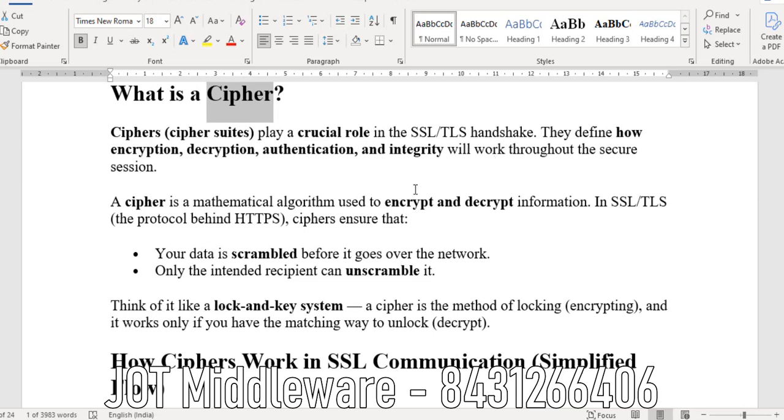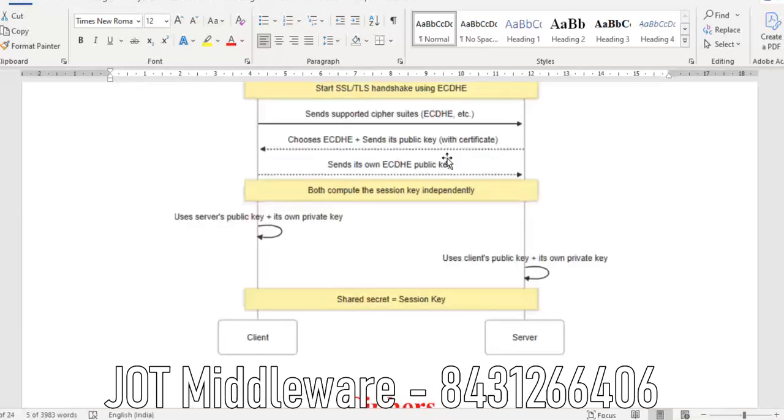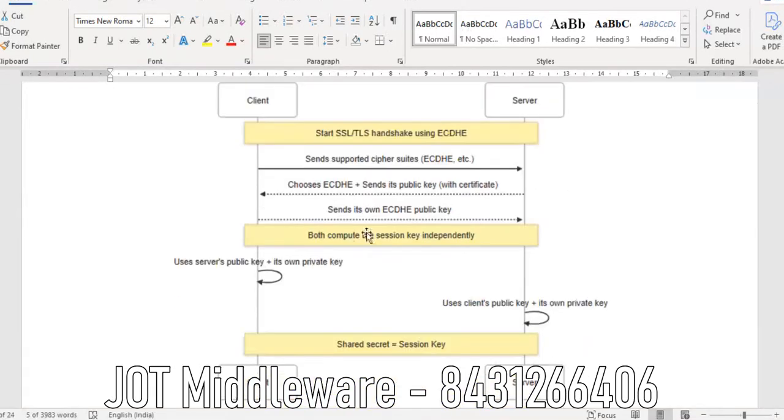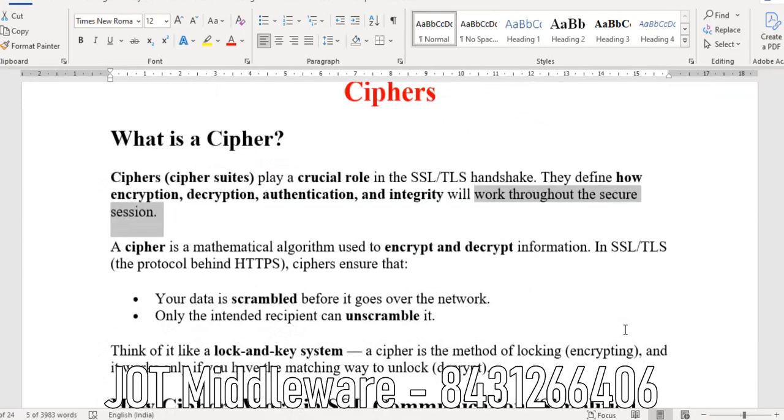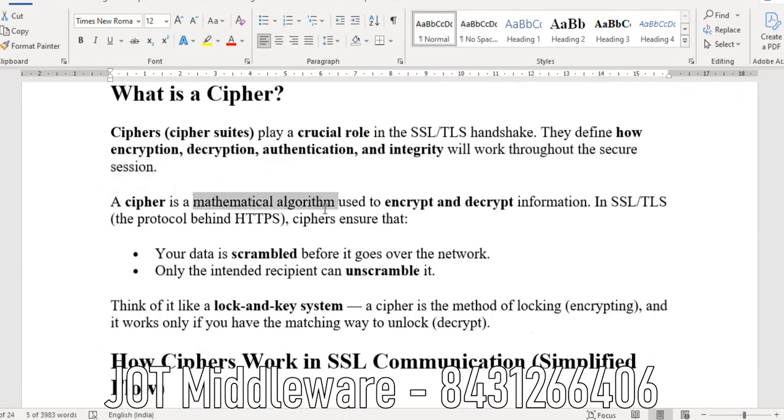So actually the cipher defines how the encryption process, decryption, authentication, and data integration will work throughout the secure session, meaning throughout this entire session when you establish a connection with the server by initiating the client hello, right? So a cipher is a mathematical algorithm used to encrypt and decrypt information. So simple, it is a mathematical algorithm.